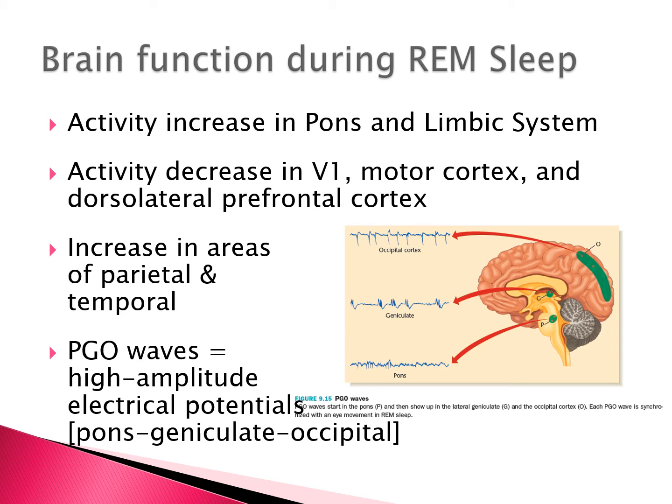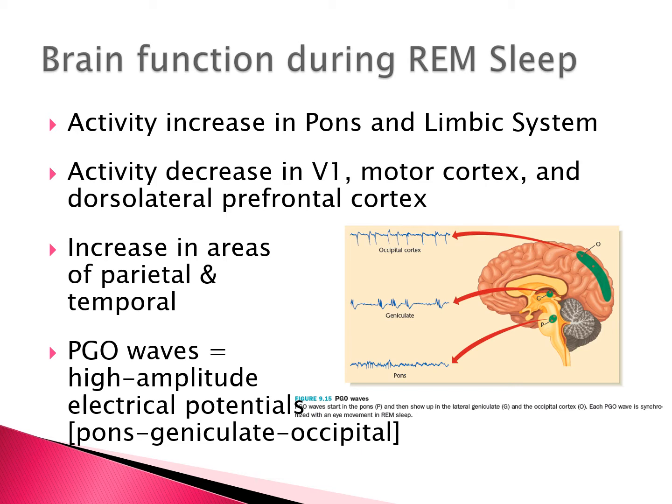We see activity decrease in certain areas as well. So in the visual cortex, we see a decrease of activity, in the motor cortex, and in the dorsolateral prefrontal cortex. We've talked about this area before as the area that is inhibiting unwanted responses.